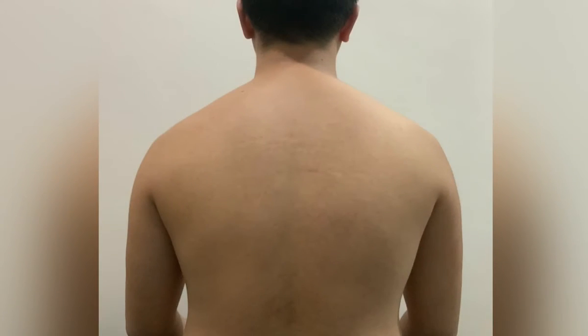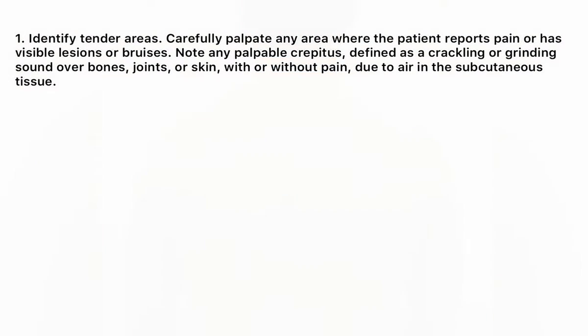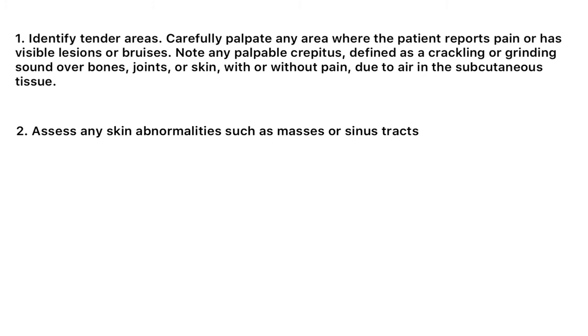As you palpate the chest, focus on areas of tenderness or bruising, respiratory expansion, and fremitus. To identify tender areas, carefully palpate any area where the patient reports pain or has visible lesions or bruises. Note any palpable crepitus defined as crackling or grinding sound over bones, joints, or skin, with or without pain due to air in the subcutaneous tissue. Assess any skin abnormalities such as masses or sinus tracts.